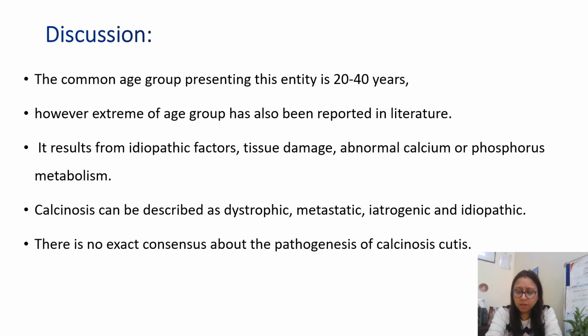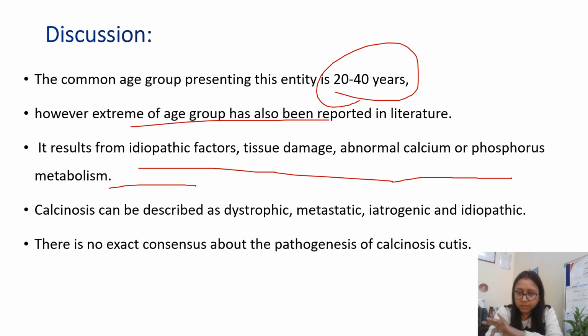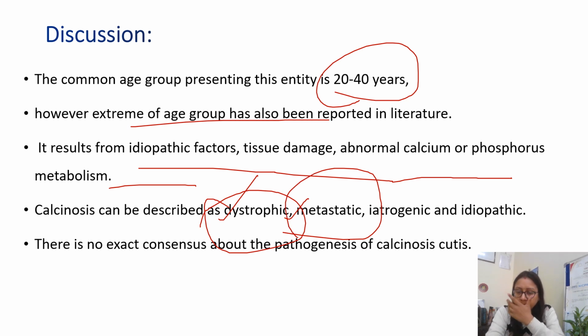So the common age group presenting this entity is 20 to 40 years. However, extremes of age can also be noted. In our series also we had a case in a 12-year-old child. So it results from idiopathic tissue damage, and abnormal calcium metabolism in few cases. And this calcinosis, as we saw, can be dystrophic or metastatic. In dystrophic, there is no calcium derangement. In metastatic calcification, we get abnormal calcium metabolism. There is hypercalcemia. Then there is iatrogenic, induced by instrument, and idiopathic.